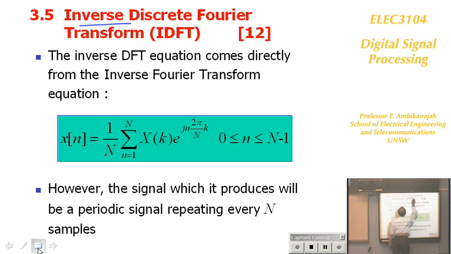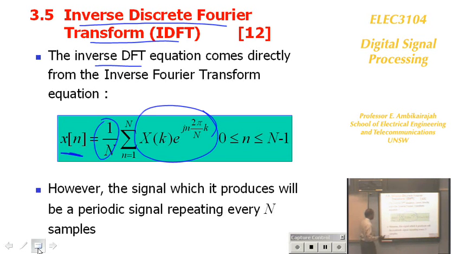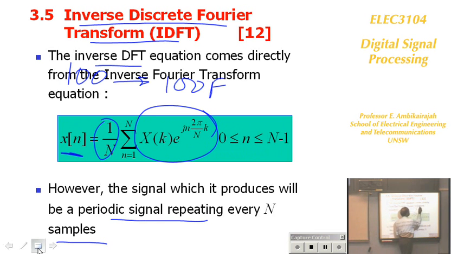Inverse discrete Fourier transform. How do you do that? Basically, you go back to the inverse equation which we defined earlier, x[n] equal to 1 over N, that. However, the signal which it produces will be a periodic signal repeating every N samples, because we assumed it was going to be periodic. So if it produces 100 samples, it assumes that those 100 samples are repeating. Because you started with 100 time samples, you got 100 frequency points, and if you take the inverse, you get 100 time samples, and that's repeated.